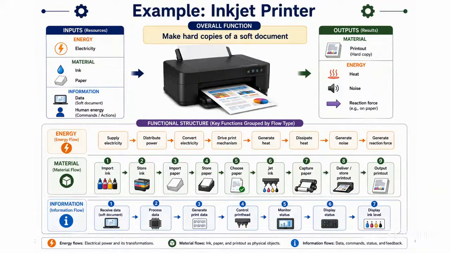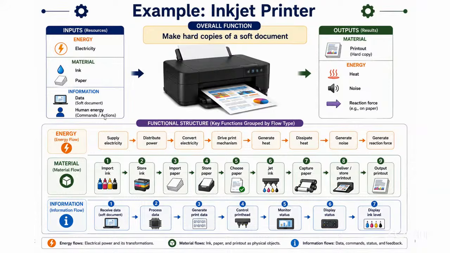I have taken the same example and discussed. I have listed one more example here, which is inkjet printer. What is the overall function? Make hard copies of a soft document. Let's say you're going to print the assignment. You are going to print it from, say, your computer or your mobile phone.